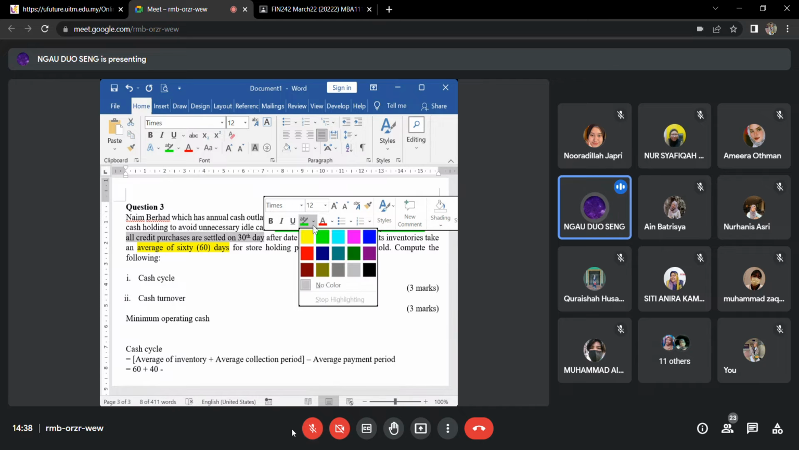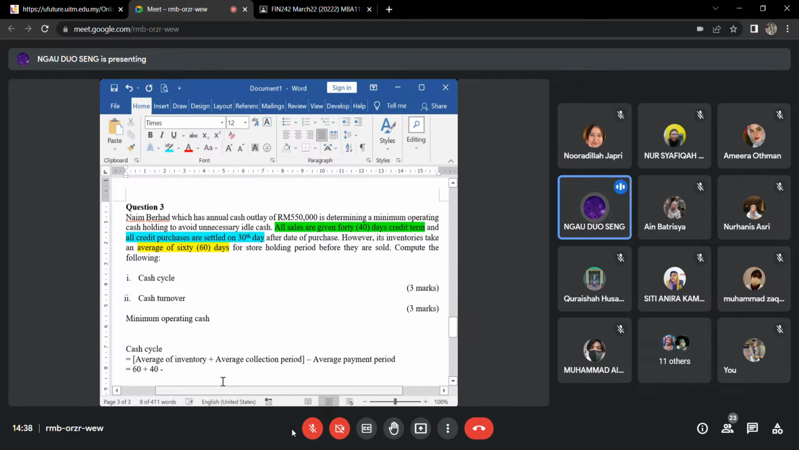30 days. Right, so this is 30. This question is easy. You no need to calculate. They have straightforward, dia dah bagi. Right, so only you don't confuse the credit term of the sales that they give and the payment punya credit term. Right, read carefully lah. Biasa student will be careless kat sini.